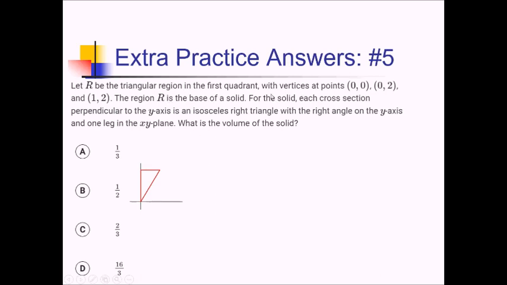And for the solid, each cross-section perpendicular to the y-axis is an isosceles right triangle with the right angle on the y-axis and one leg in the xy plane. So basically, we've got these triangles that are oriented from left to right here, popping out of here three-dimensionally. And these triangles, when you put them all together, form some solid. We're trying to find the volume of that solid.